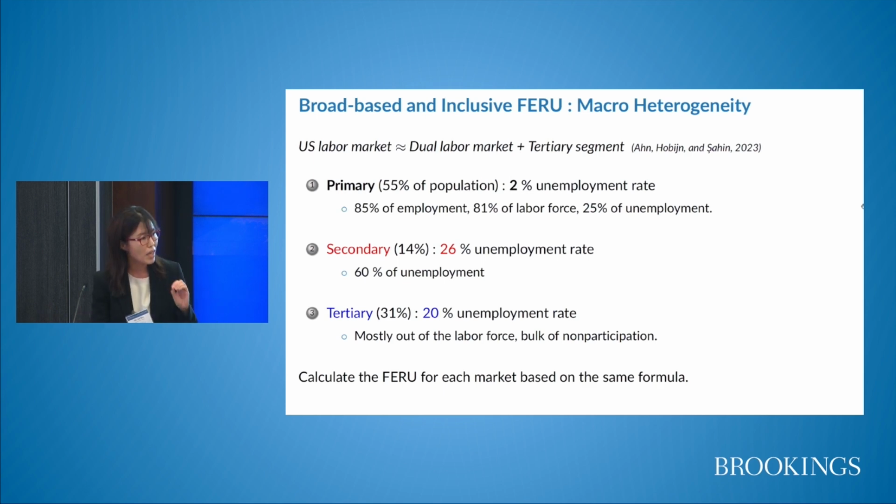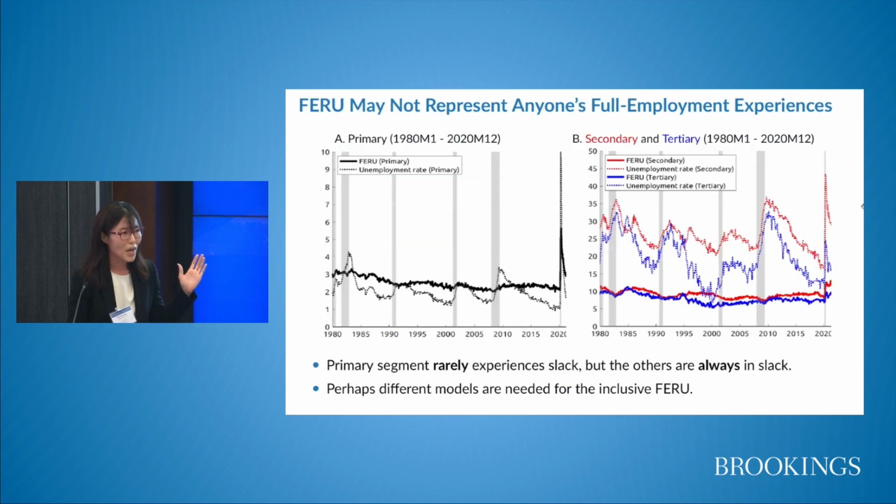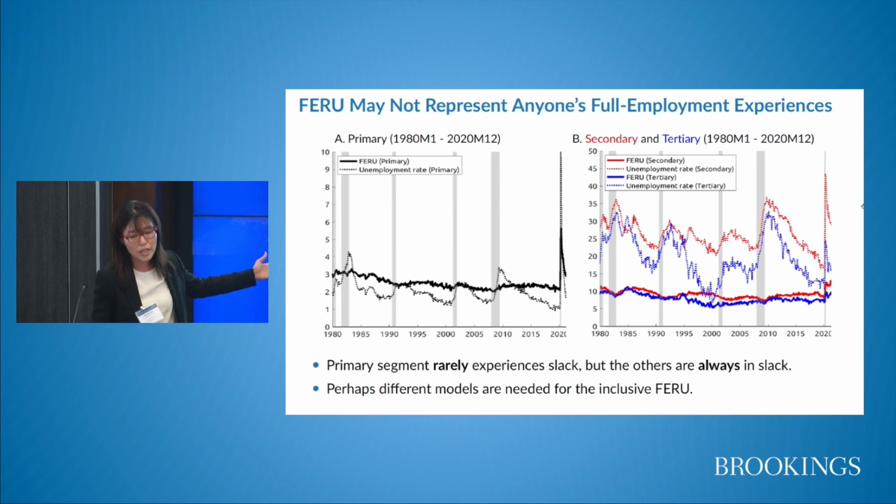Okay? So here I make an extreme assumption: that this nice FIRU formula can be applied to all three markets, and that all three markets see the same aggregate vacancy rate. I know that this assumption is extreme, so I'm going to revisit that. And let's see what the FIRU level is in these three labor markets. Panel A shows the primary unemployment rate, which is the dotted line, and the thick line is the primary FIRU, okay? Panel B shows the secondary and tertiary unemployment rates. The dotted lines are the secondary, red, and tertiary, blue, unemployment rates, and the thick lines are the FIRUs.